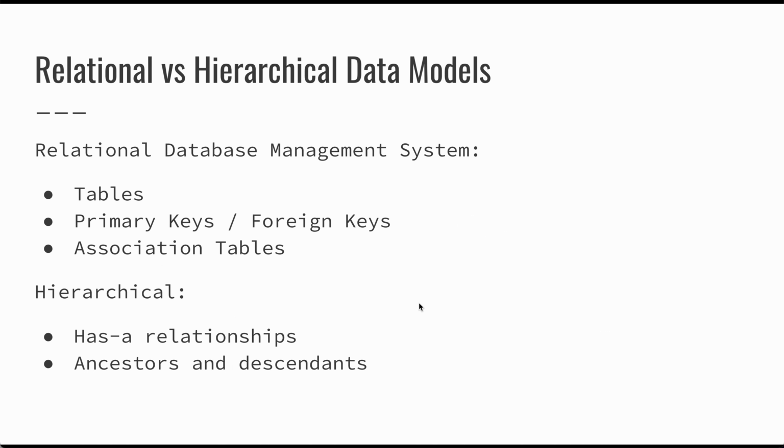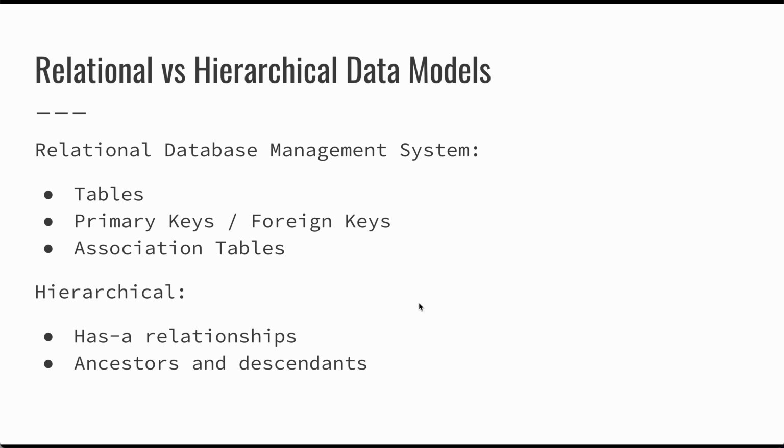So in a relational database management system, you typically have tables, you have primary keys and foreign keys, you have association tables. The idea is that you would have a table that would represent an entity. The records would represent each individual instance of those entities. Primary keys would be how you identify each of those entities, and foreign keys would be how you refer to other entities that may be part of that or may be related to that particular entity.